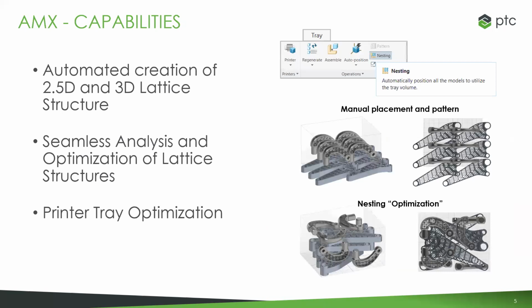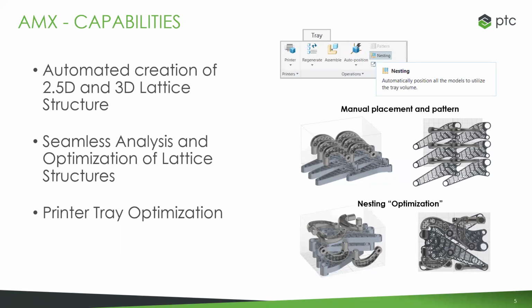And again, just using the standard additive manufacturing extension, you're able to do printer tray optimization. So you could do it manually if you wanted to, or you could build out patterns, however you might want to have those parts arranged into the tray, but also have the ability to do nesting optimization. This is where the system goes through and optimizes the placement of the parts from within the tray to give you the best possible orientation whenever it's time to print these parts out. And once they're built out, it's just saved as a Creo assembly file that you could work with later on.